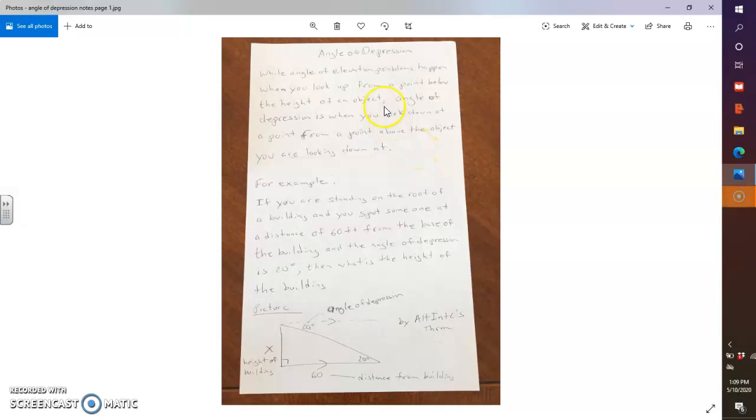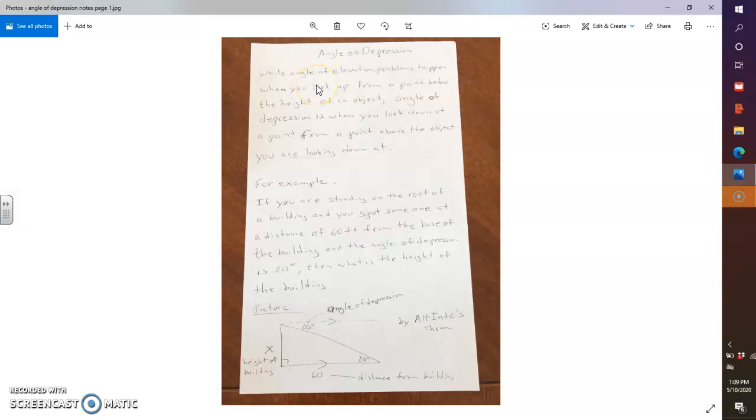Alright, here's our video on angle of depression. Similar to angle of elevation, obviously now, instead of looking up, we're basically looking down. There is one major point of contention with angle of depression that I think people get confused with, and that's really the biggest reason for this video.